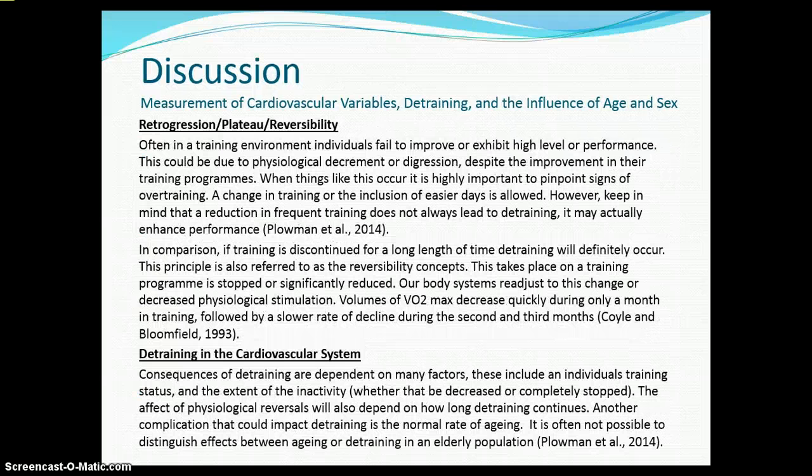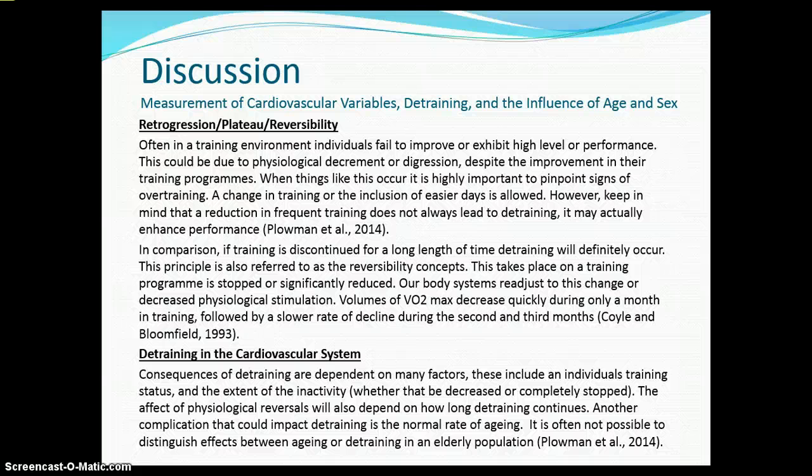The next part of the discussion will be on retrogression, plateau, and reversibility. Often in a training environment, individuals fail to improve or exhibit high levels of performance. This could be due to physiological decrement or regression, despite the improvement in their training programs. When things like this occur, it is highly important to pinpoint signs of overtraining.